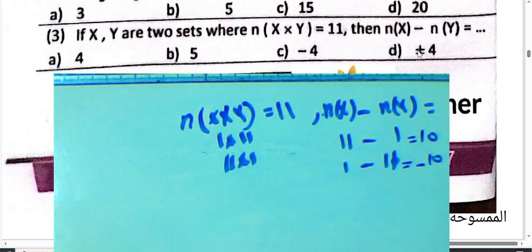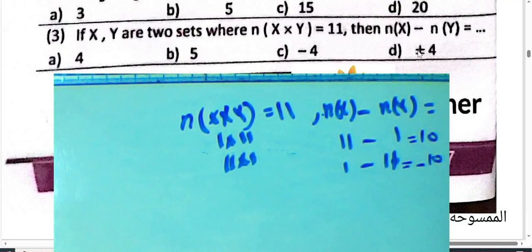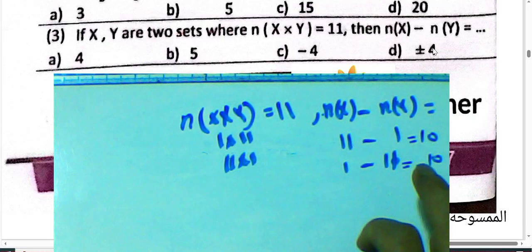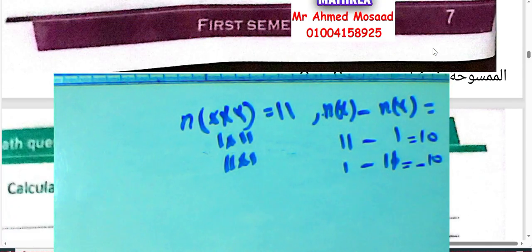Okay, the number of Cartesian product x and y equals 11. Because 11 is a prime number. 11 equals 1 times 11 or 11 times 1. The difference between them equals 10 or negative 10. Understood? The elements of x will be 1 and here 11. This number will be changed to positive or negative 10. Okay, this question is not correct. About this question we have false statements here because 11 equals 1 times 11 or 11 times 1. Understood? Choose letter D, but change 4 to 10. Okay, next question.